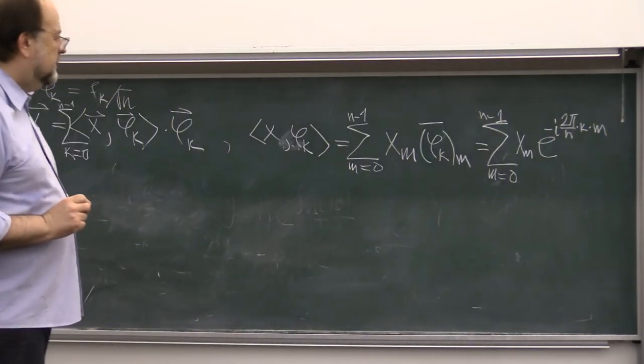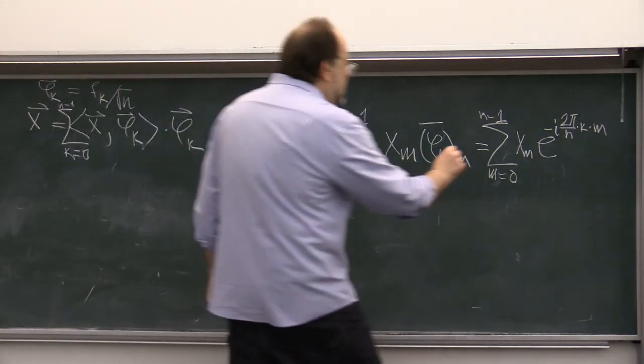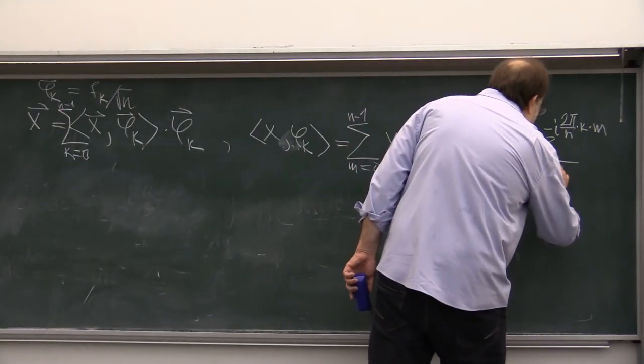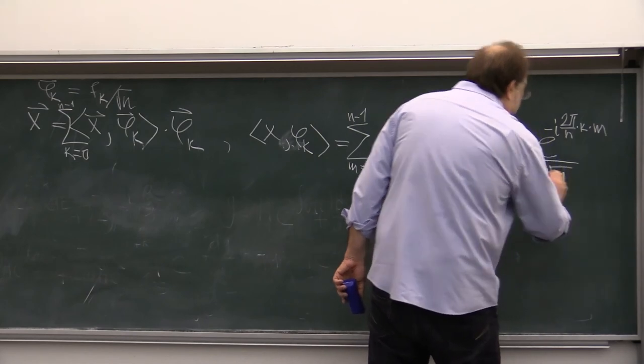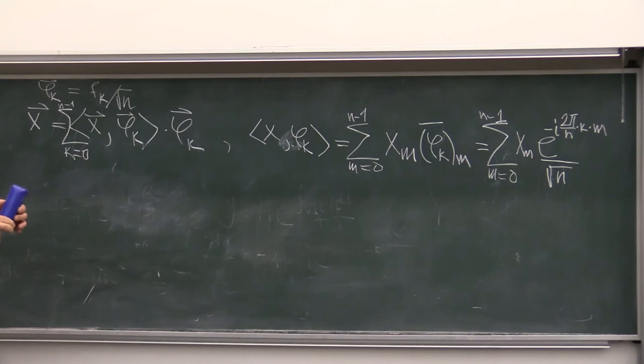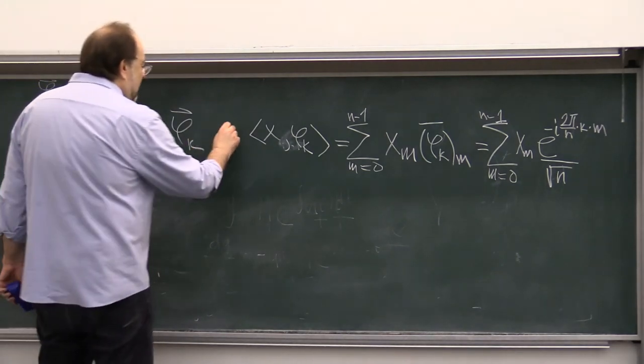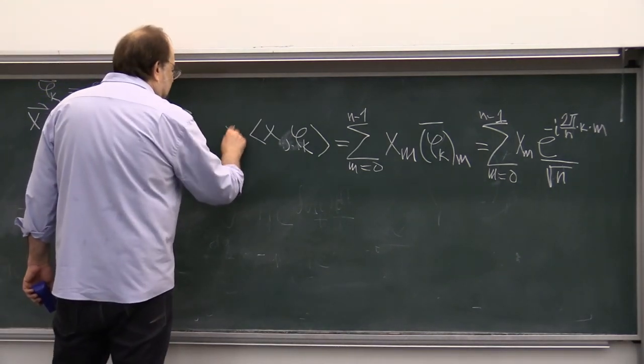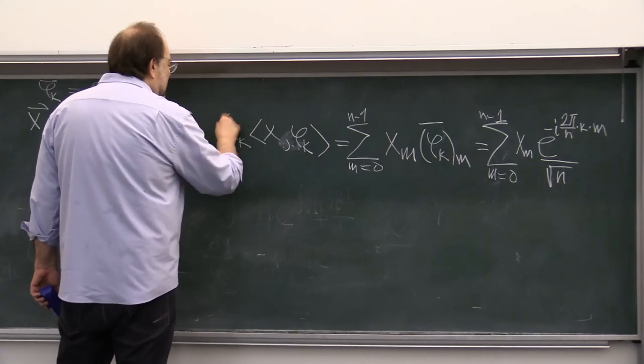You missed the square root. And thank you very much, divided over square root of n. Okie dokie. This guy we will denote by xk hat.